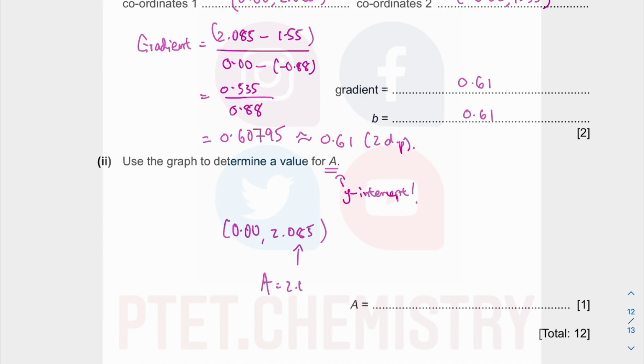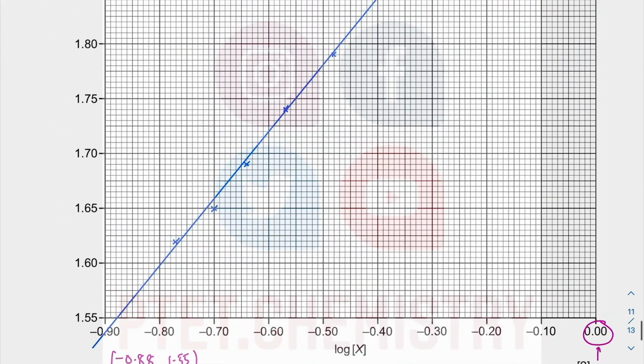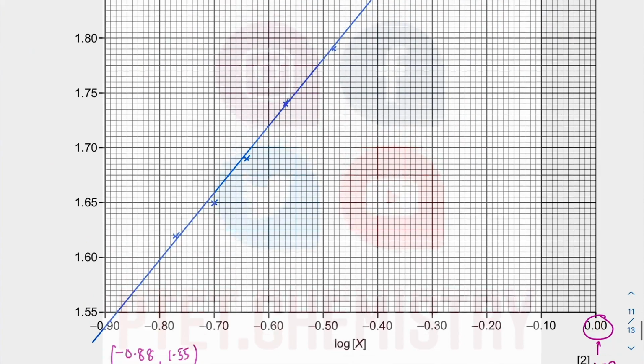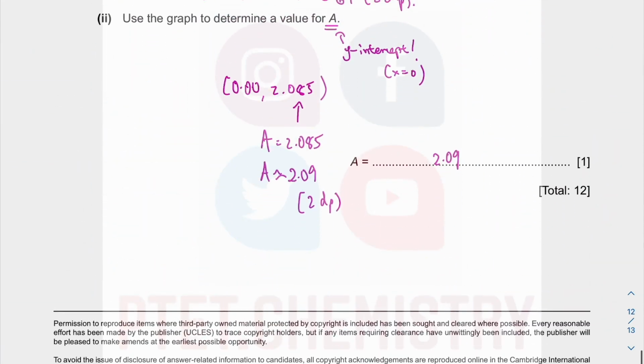So a equals 2.085. If I want it to be 2 decimal places, not 2 sig fig, just to be consistent with what I've done, 2.09. So yeah, there you go. Nearly made that big mistake. So you've got to remember what the y-intercept is. That is where x equal to 0, not necessarily where it cuts whatever y-axis they give you. That's it really. That's the end of this paper 5 tutorial.